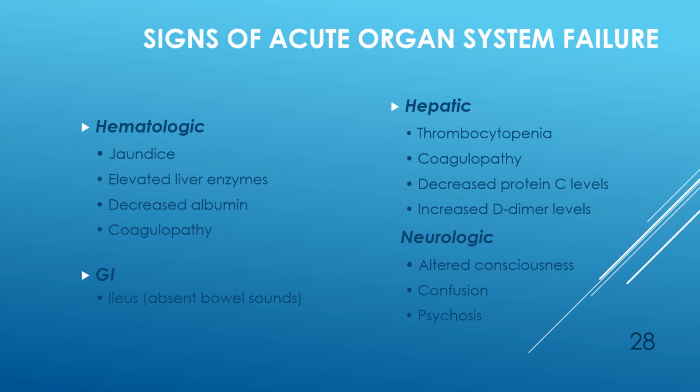You listen for ileus, you know, listen for absent bowel sounds. You can look at albumin levels, liver enzymes, so many different things. And neurologic, you're looking for altered consciousness, confusion, psychosis. So when you're thinking about acute organ system failures, you have to look at different systems in the body, and you would have to look at normal values for each one.